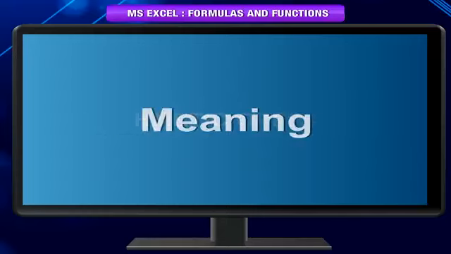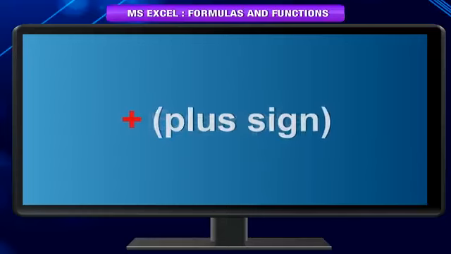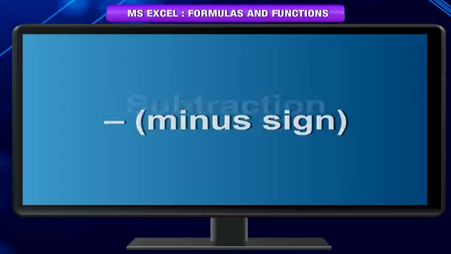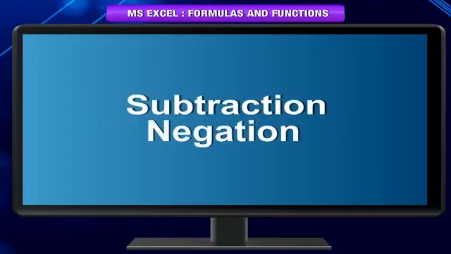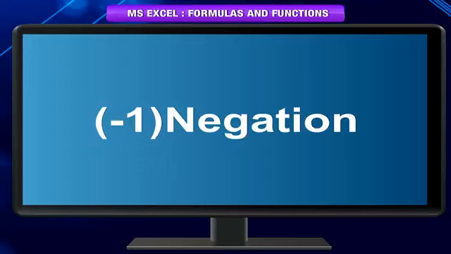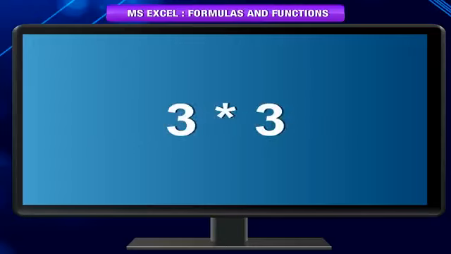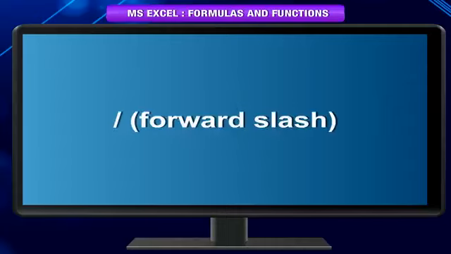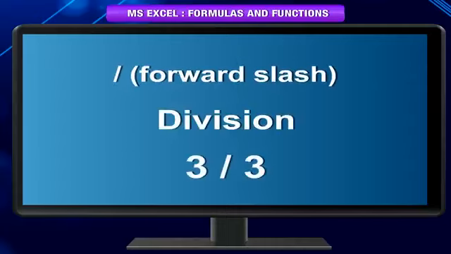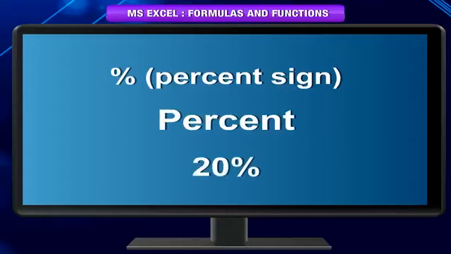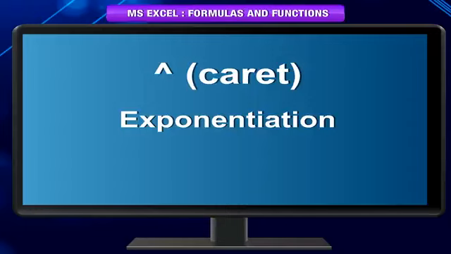Arithmetic operator, meaning, example. Plus sign, addition, 3+3. Minus sign, subtraction or negation, 3-1, -1. Asterisk, multiplication, 3*3. Forward slash, division, 3/3. Percentage sign, percent, 20%. Caret, exponentiation, 3^2.